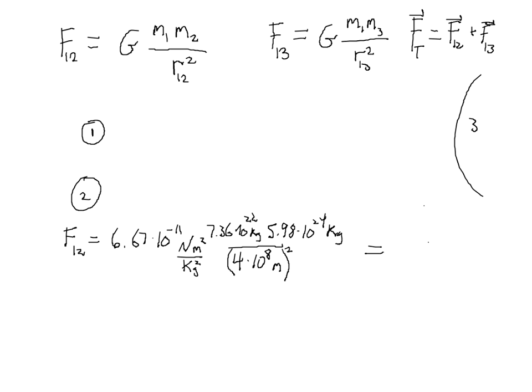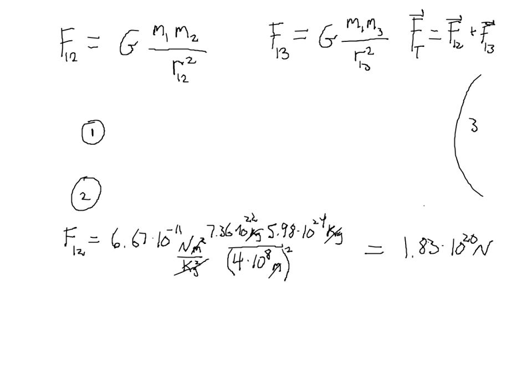Then we divide by 4 times 10 to the 8 squared, which gives us 1.83 times 10 to the 20. We have kilograms and kilograms here, canceling kilograms squared there. Meters squared here, canceling meters squared here. We're left with newtons.